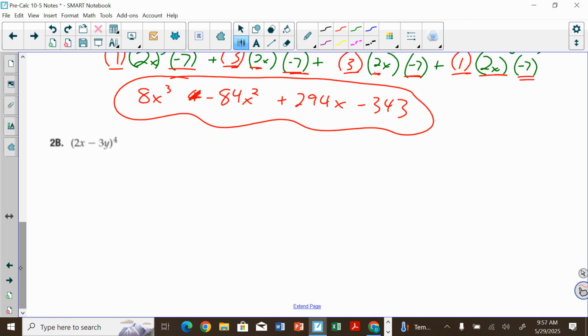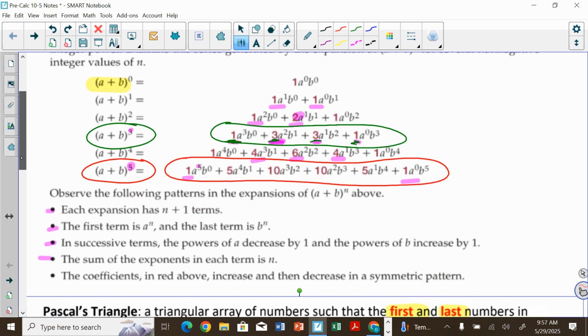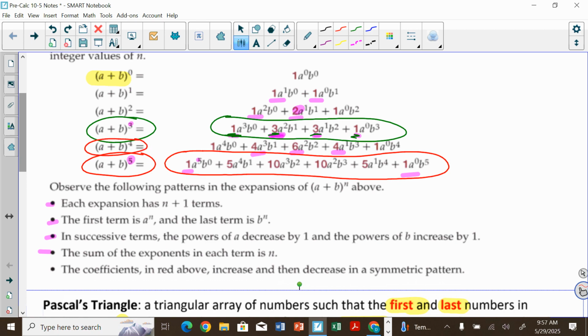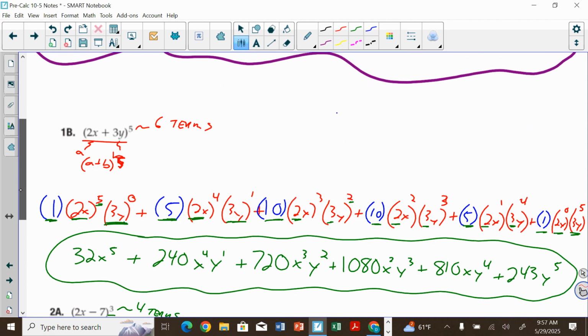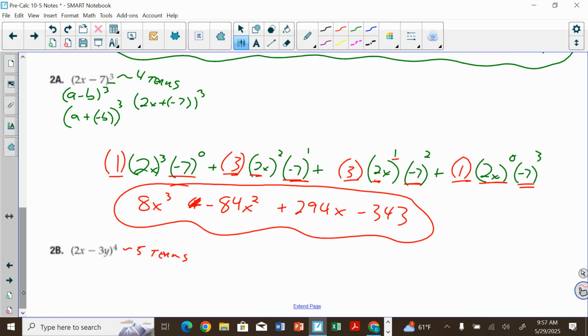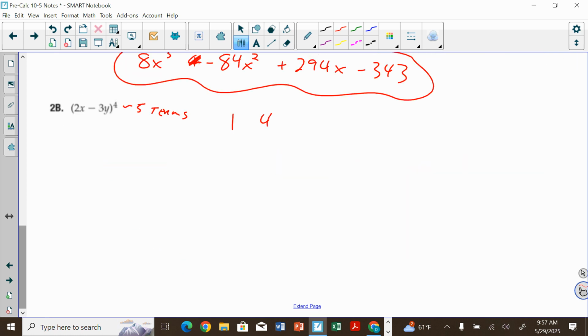All right, last one. Again, so now this is going to have 5 terms because it's to the fourth power. Okay, so we're going to be kind of targeting this one here, a to the b to the fourth. So it'll be 1, 4, 6, 4, 1. Those will be the coefficients. I might write those down just to remember them. 1, 4, 6, 4, 1. Those will be the coefficients that we use. Okay. And again, I'm just going to be writing this as 2x plus minus 3y to the fourth power.